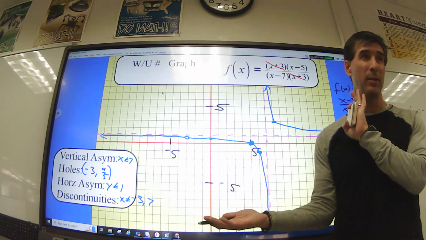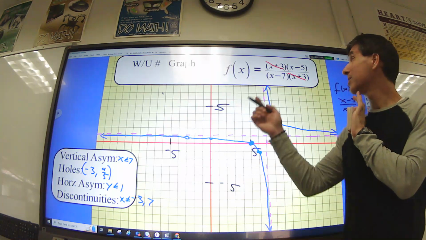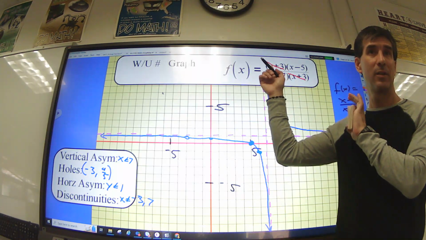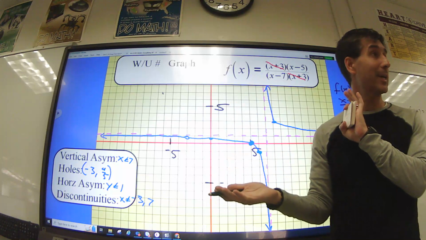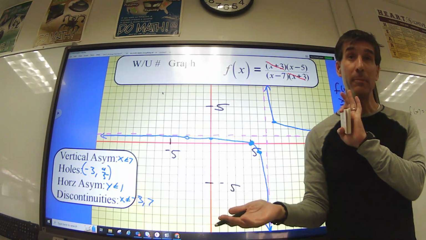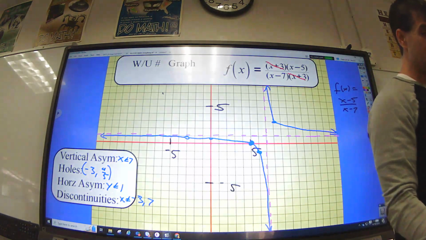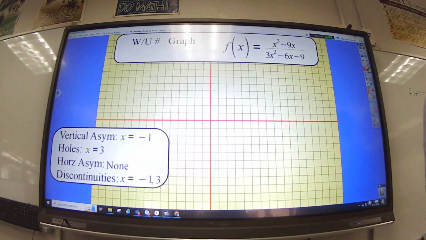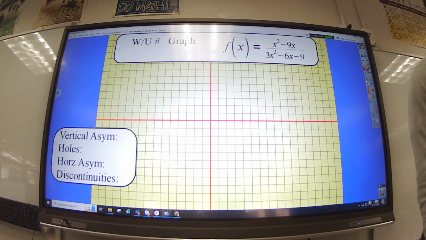You know, it's kind of a pain. What's nice about this one is it's factored already. Sometimes you're going to have to factor them and then figure out if there's going to be a hole. But nonetheless, if you know how to factor, it's no problem. All right, here we go.